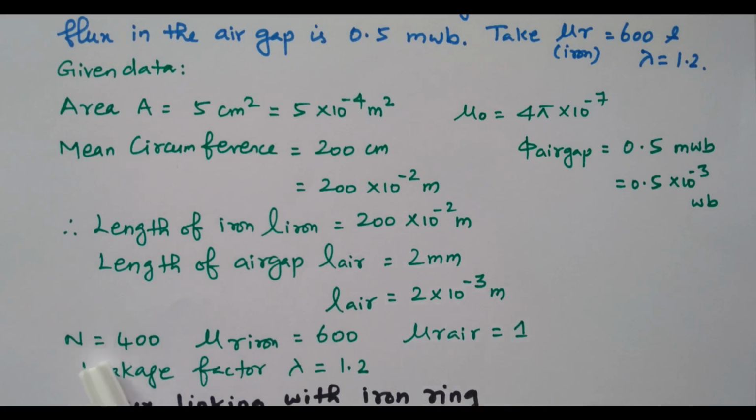The number of turns is given as 400. The relative permeability of iron is 600. The relative permeability of air is always 1. The leakage flux coefficient lambda is equal to 1.2. We know that mu naught is 4 pi into 10 to the power minus 7. The flux in the air gap is given as 0.5 milliweber, that is 0.5 into 10 to the power minus 3 Weber, since milli means multiplying by 10 to the power minus 3. So we need to find the exciting current.